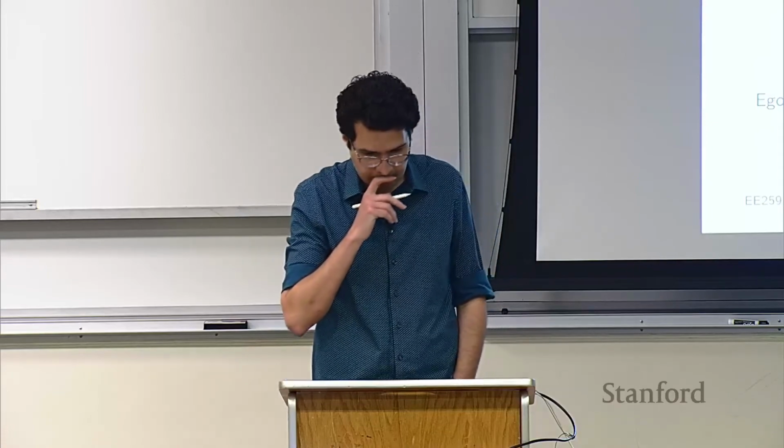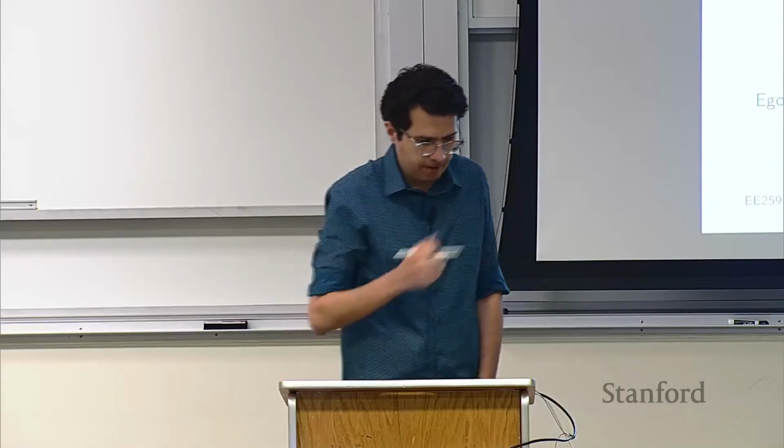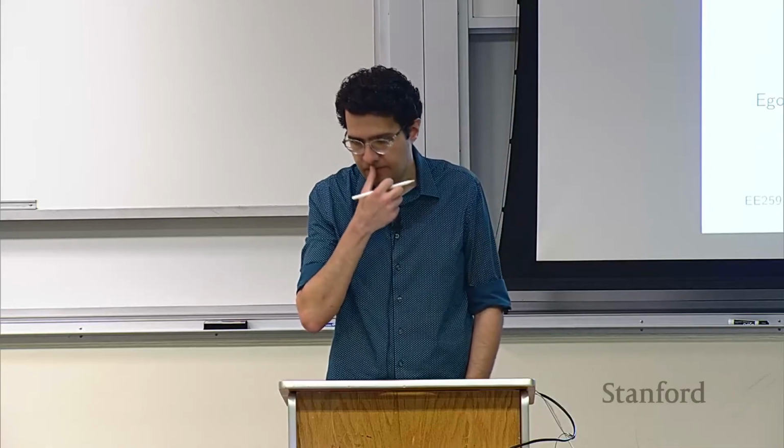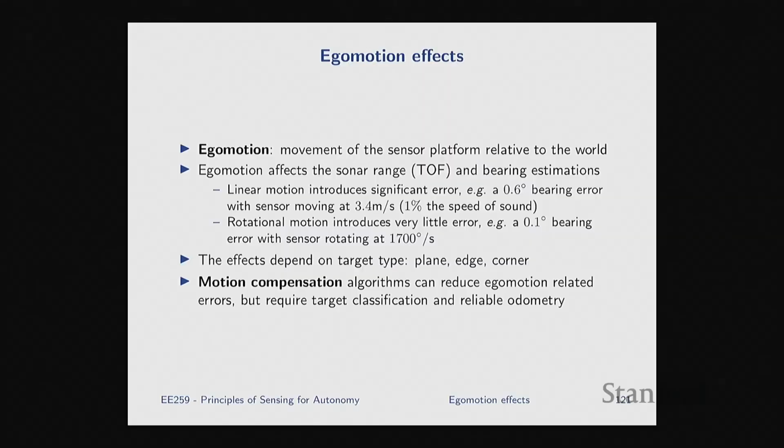Okay, so the last part about sonar is basically this idea of ego motion effect. This is a big limitation of ultrasonic sensors, which basically boils down to the fact that the speed of sound is not that high. It's like 340 meters per second. So what can happen is that if your sensor is mounted on a platform that is moving, a robot that is moving, and that's what we mean by ego motion.